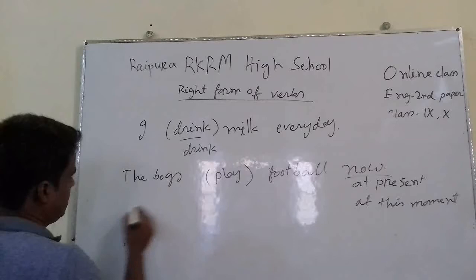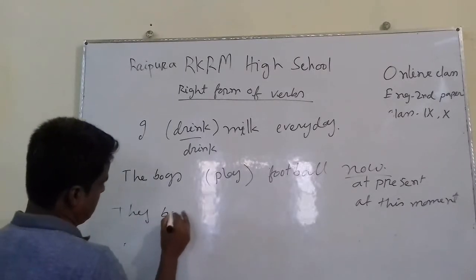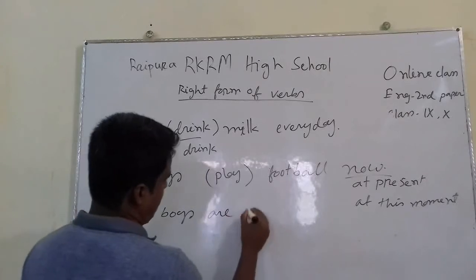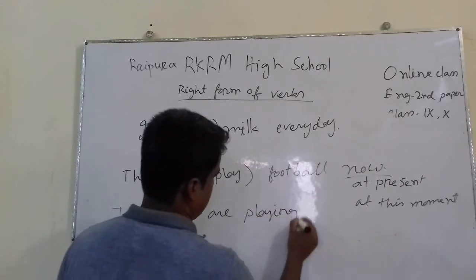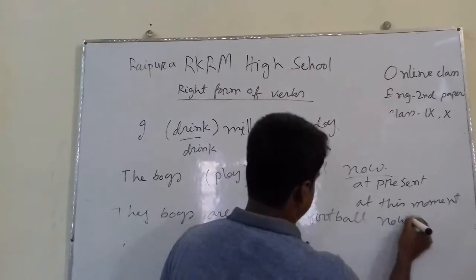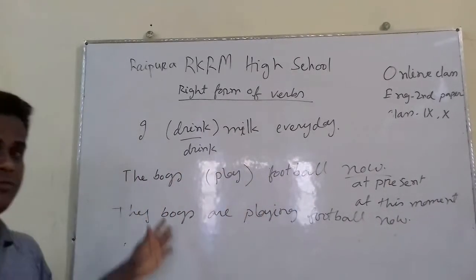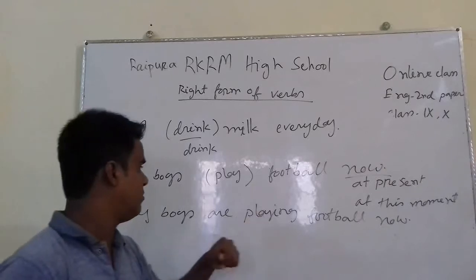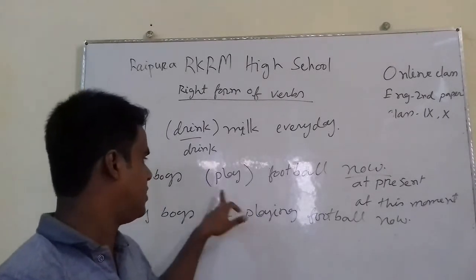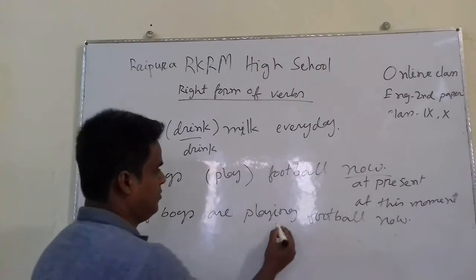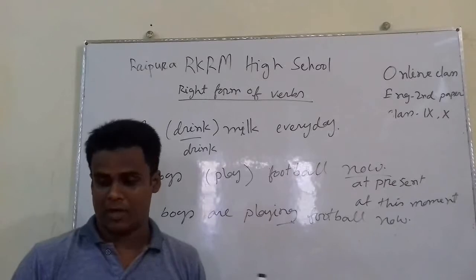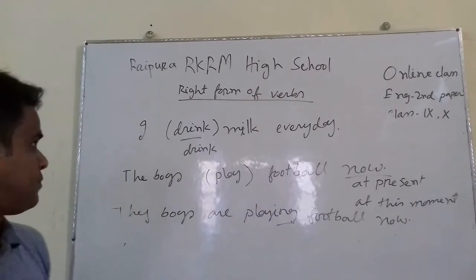So what are the structures? The boys are playing football now. Present continuous tense, we use am, is or are. Here the boys are plural, so we have used are. And after am, is, are, we have to use ing form, so I have used ing. The boys are playing football now. I hope this is also clear to you.